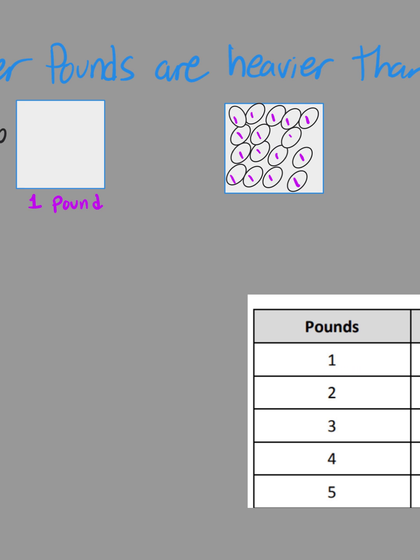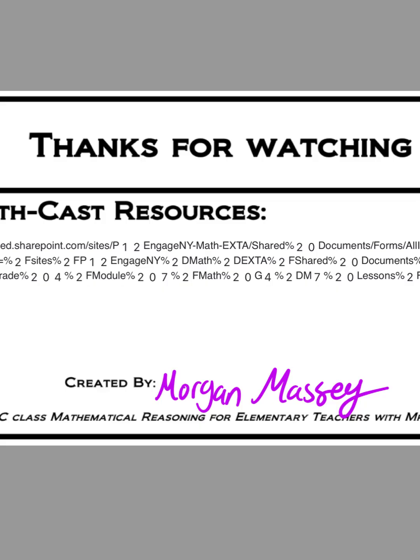So now that we know there are 16 ounces in 1 pound, we can do 16 times 2. And we are going to do our math over here to the side. And we know that will give us 32 ounces. Next, we are going to do 3 pounds. So we are going to do 3 times 16, which will give us 48 ounces. Next, for 4 pounds, we're going to do 4 times 16, which will give us 64 ounces. And finally, 5 pounds times 16 will give us 80 ounces. Thank you for watching my Math Cast 2.